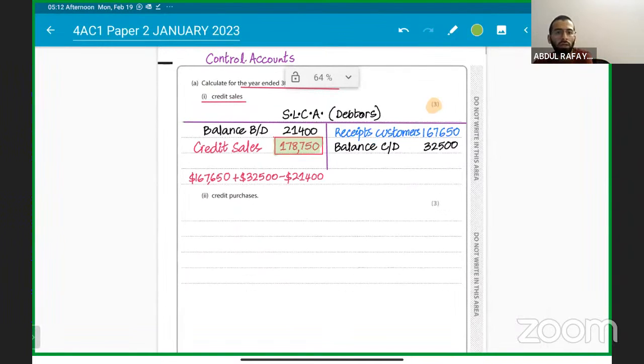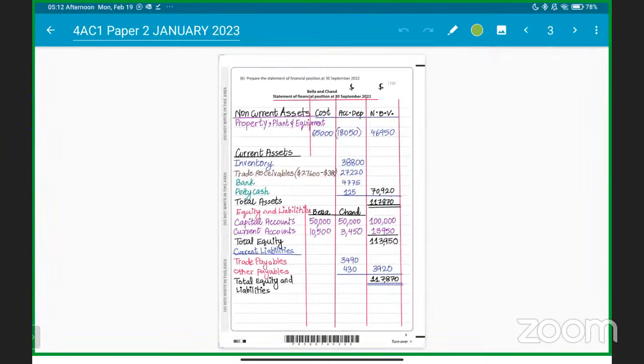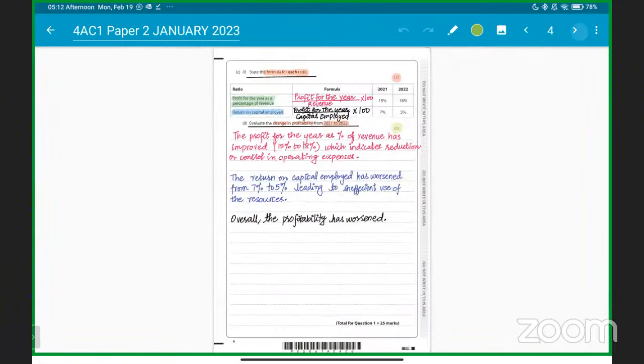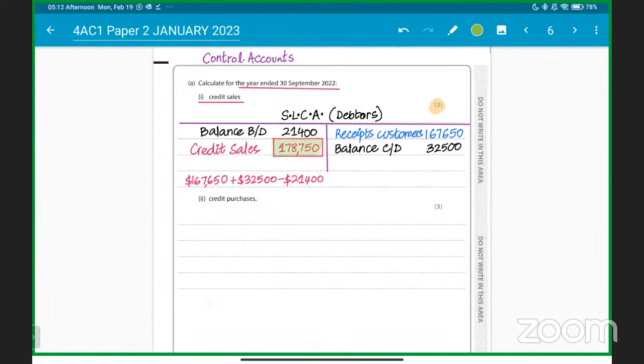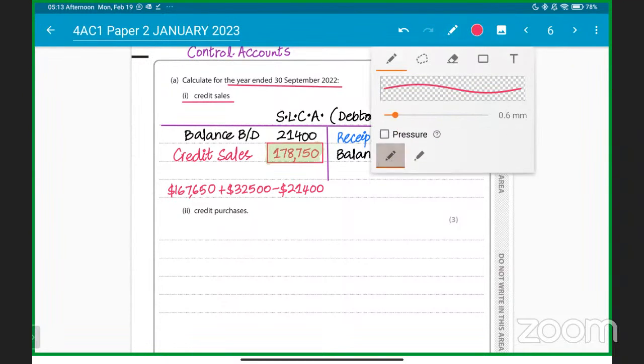Is there any difference between sales ledger control account and trade receivables control account? Can you repeat? So there's no difference between sales ledger control account and trade receivables control account, right? Yeah, that's exactly the same thing.